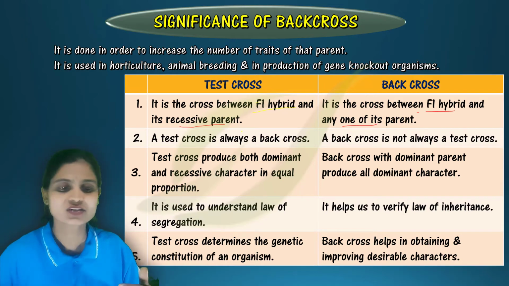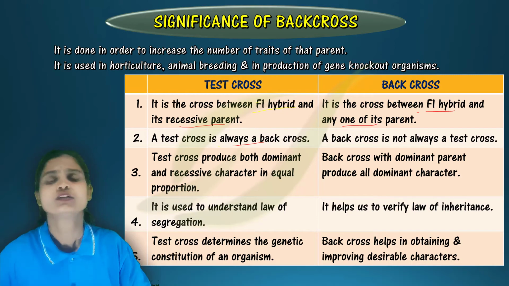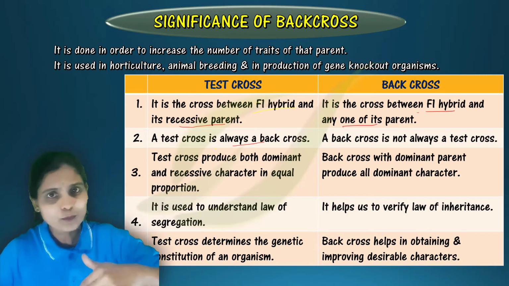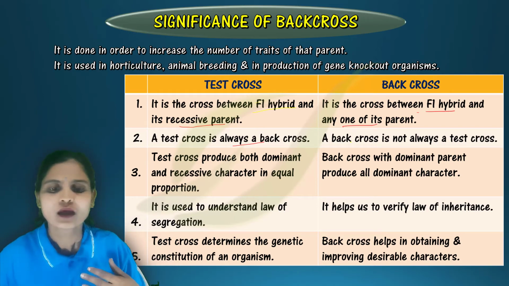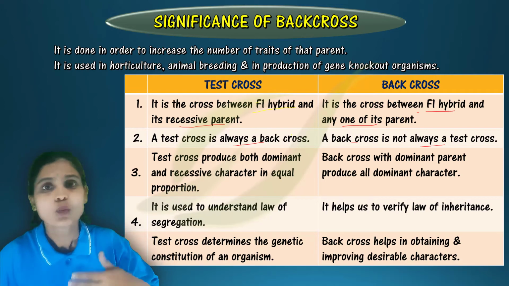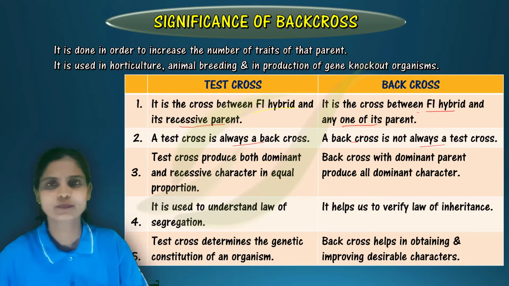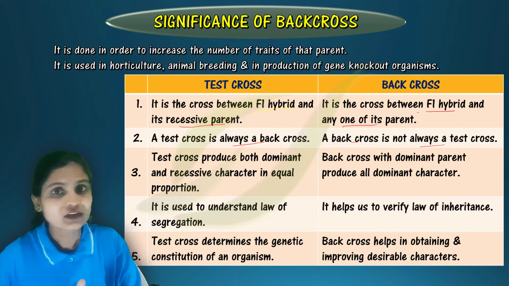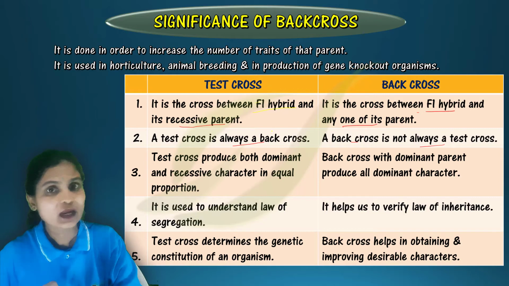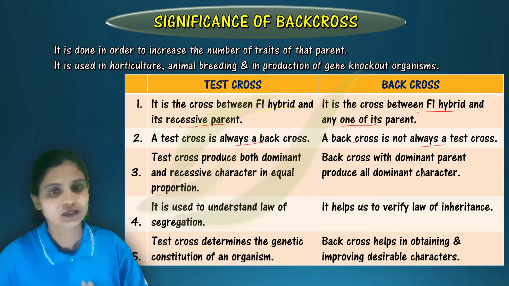Second thing is, a test cross is always a back cross, as we have already understood. A test cross is always crossed with the recessive parent. But a back cross is not always a test cross. Why? Because a back cross is also done with the dominant parent. If it is done with the recessive parent, then it is called a test cross. But if the F1 hybrid is crossed with a dominant parent, it is not called a test cross.